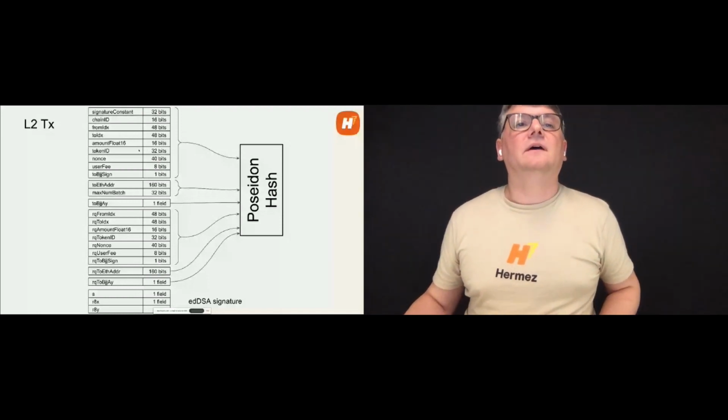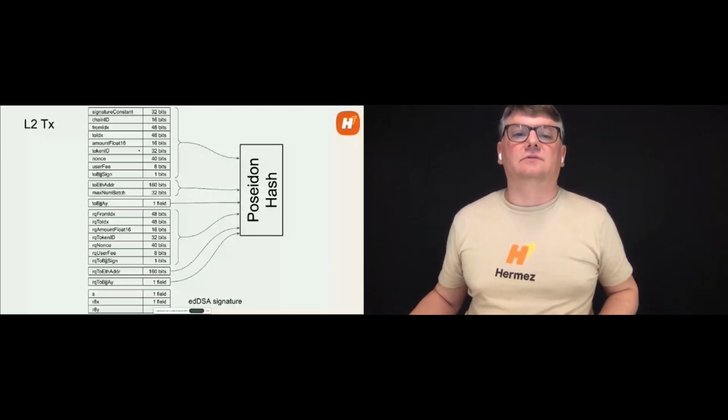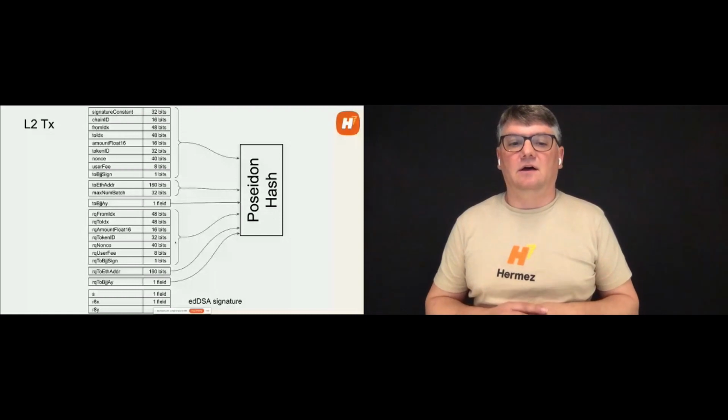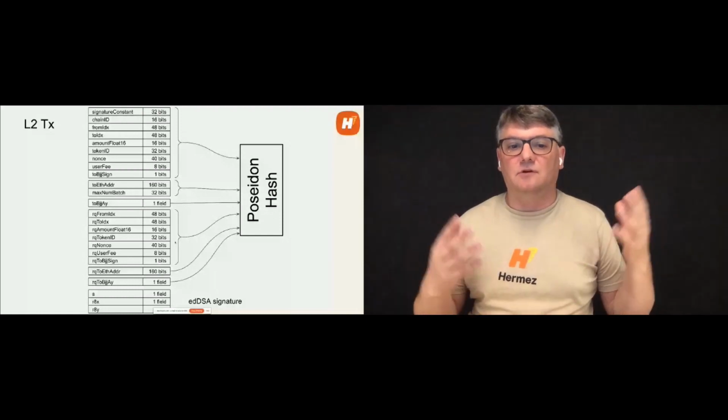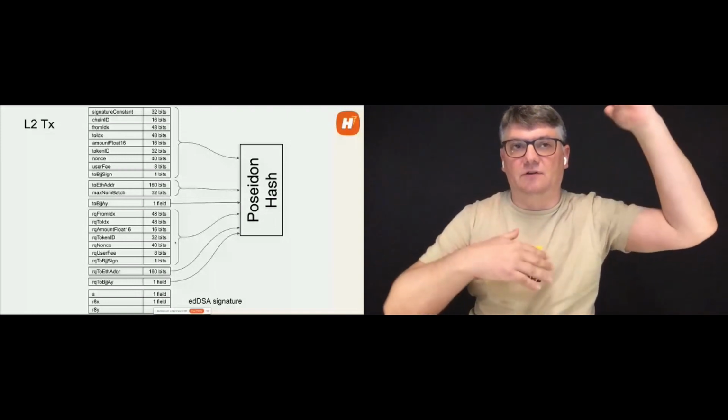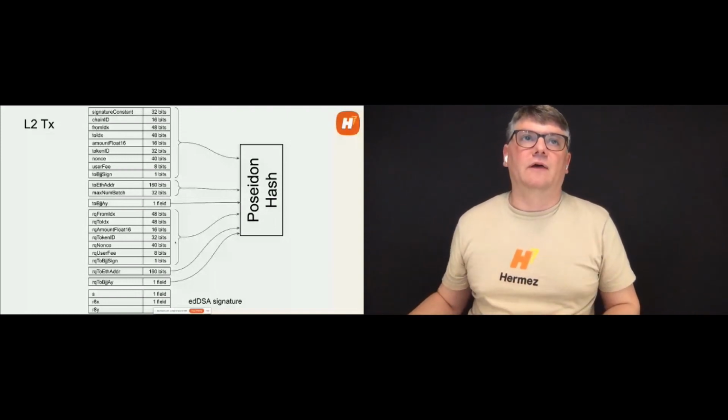Okay, and at the end, you see the signature. The signature is a Baby Jubjub EdDSA signature with Poseidon as the hash function. So we hash all these parameters together, and we put it all together.